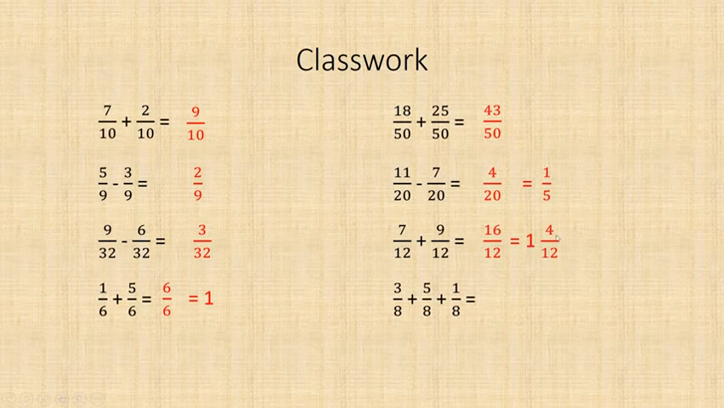Okay, but take care again. This fraction is not in the simplest form, so I have to simplify it. You can just divide both numerator and denominator by 4, so it's going to be 1 and 1 over 3.